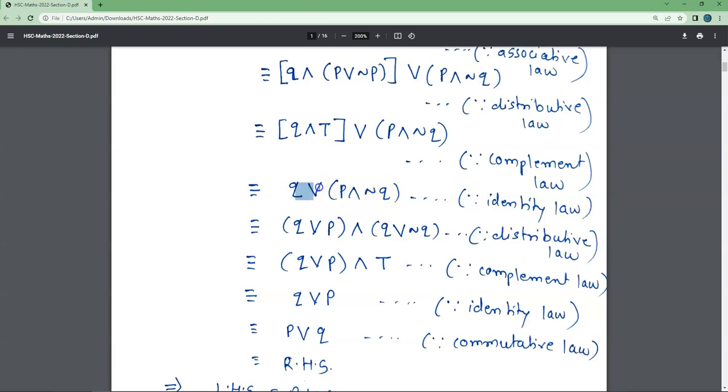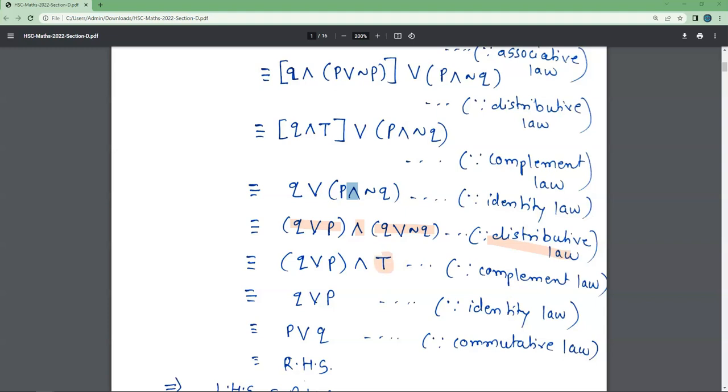Similarly, now you need to distribute this over this. So how will it be? Correct, it is going to be easy, right? So this will be Q or P, and then this as is, and then Q or negation of Q, correct? That is what the distributive law says. Now, Q or negation of Q, we already saw earlier. P or negation of P is always going to be T.